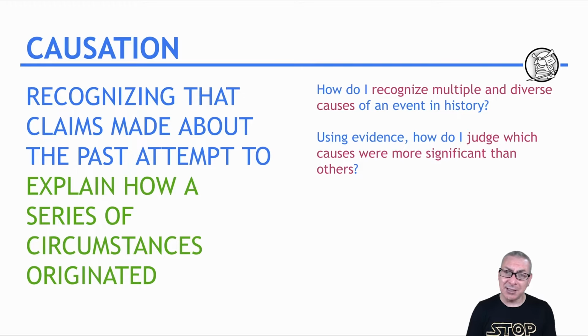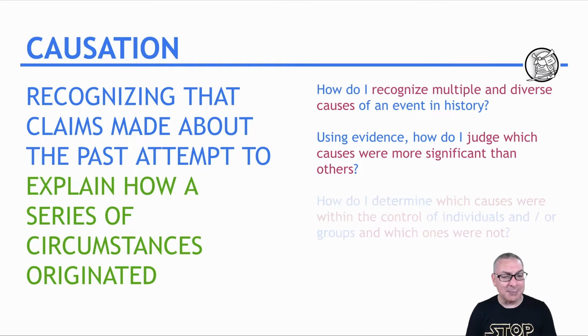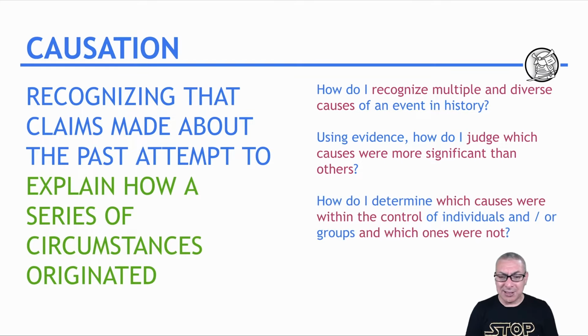And you do this on IB exams a lot. You can't write everything, so if you're looking at causes of something, focus on the most significant ones. You have to know how to do that. How do I determine which causes were within the control of individuals or groups and which ones were not? Because sometimes cause is really out of someone's or a group's control.